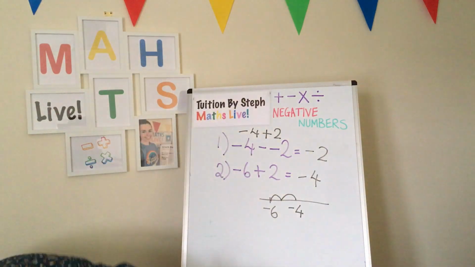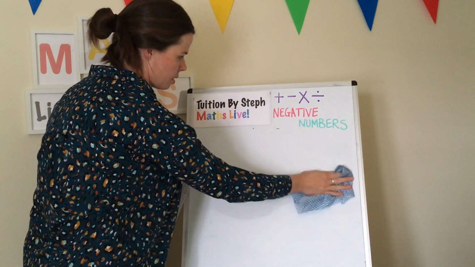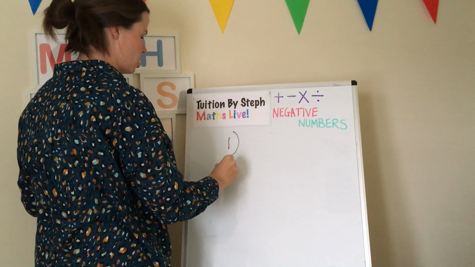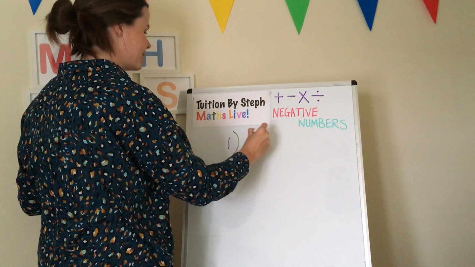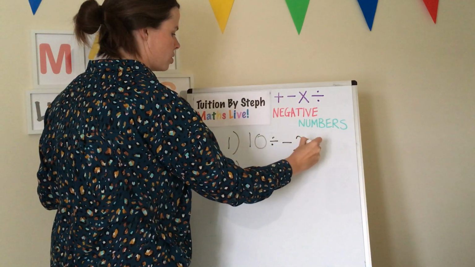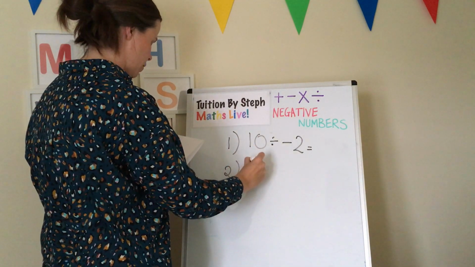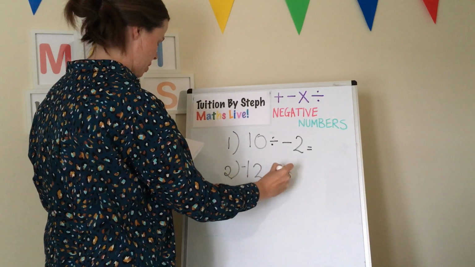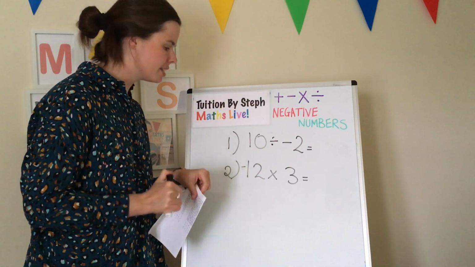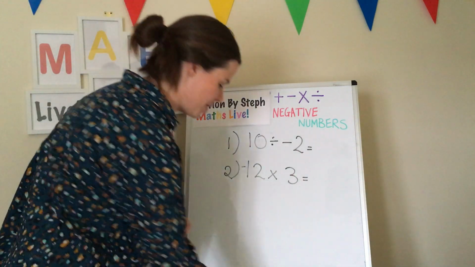Okay, let's try another set of questions. Let's try some multiplication and division ones now. So I'll do 2 questions at a time. Question 1 and question 2. We've got 10 divided by negative 2, and negative 12 times by 3. So 10 divided by negative 2 and negative 12 times by 3. Pause. And now we'll go through it.